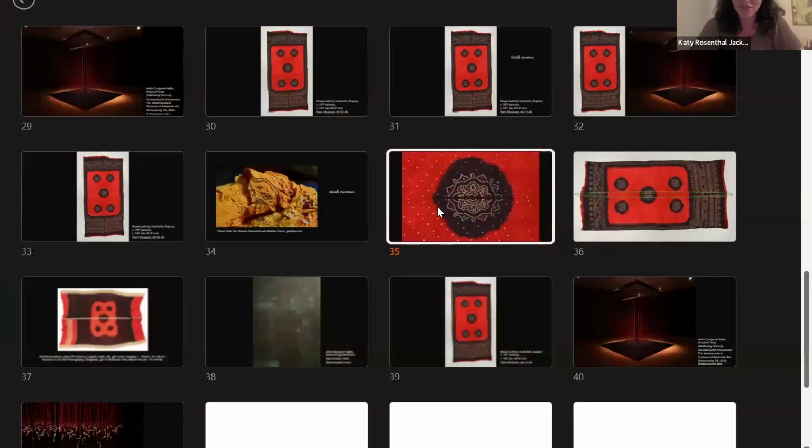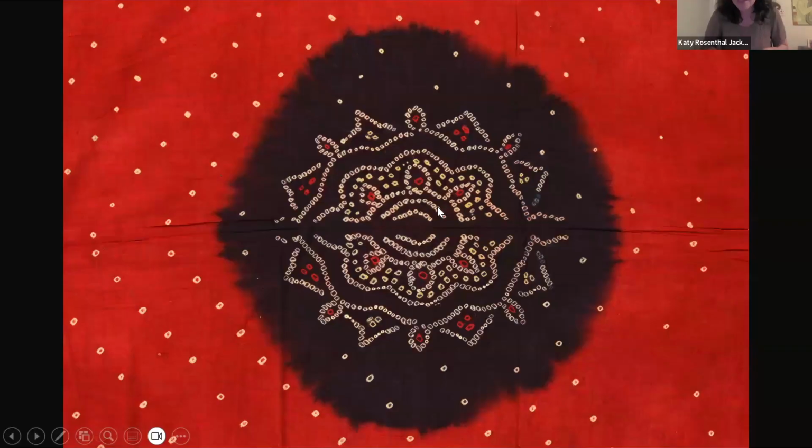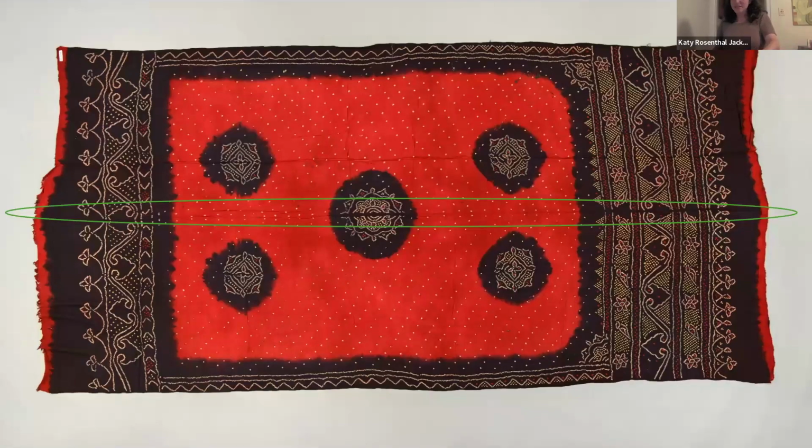Oop, too far. Okay, and before tying all of the bindis, this Odini would have been folded in half. You can see the symmetry down there along the middle. And this would reduce the number of knots that have to be tied, and also assist in creating the symmetry in the design.